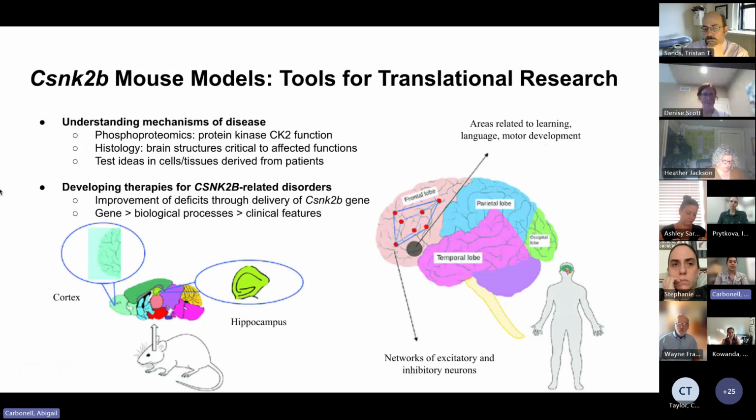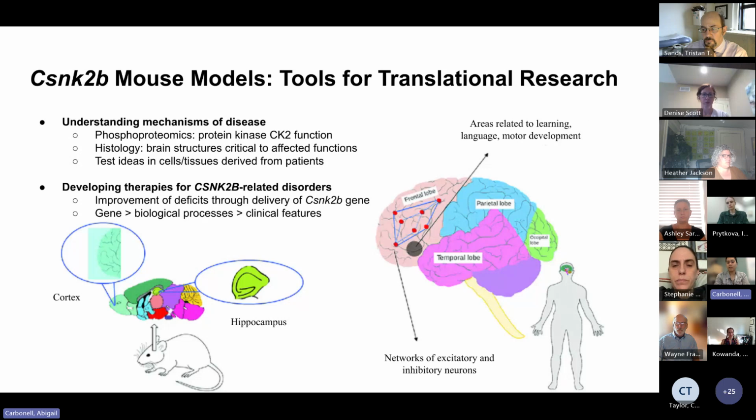And just one more slide to show how CSNK2B mouse models are tools for translational research. Here in this picture, you could see that these brain regions in mice are also related to the brain regions in humans. And I know that some of these words that we use for mice are familiar to some families as well. The cortex is where EEG leads are placed when we're looking for seizures.